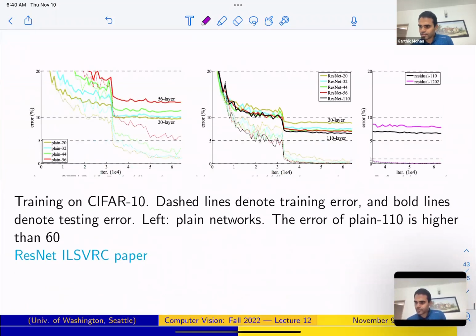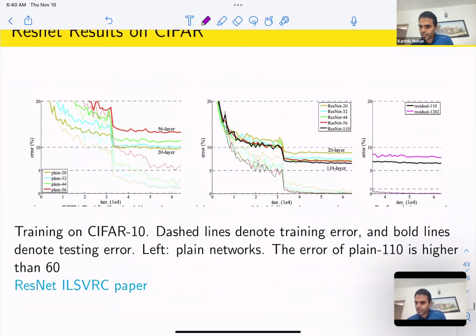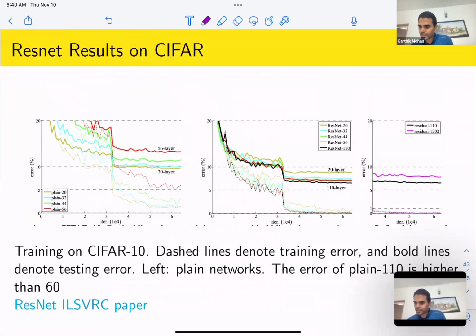Yeah, so this is again a result on CIFAR. You see with PlainNets, as you increase the number of layers, the error is actually going up. So this is not good. But with ResNet, as you increase the number of layers, the error is going down.